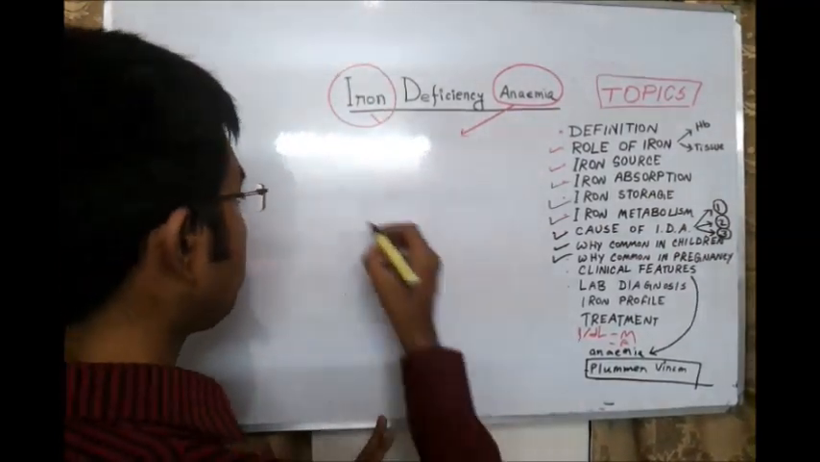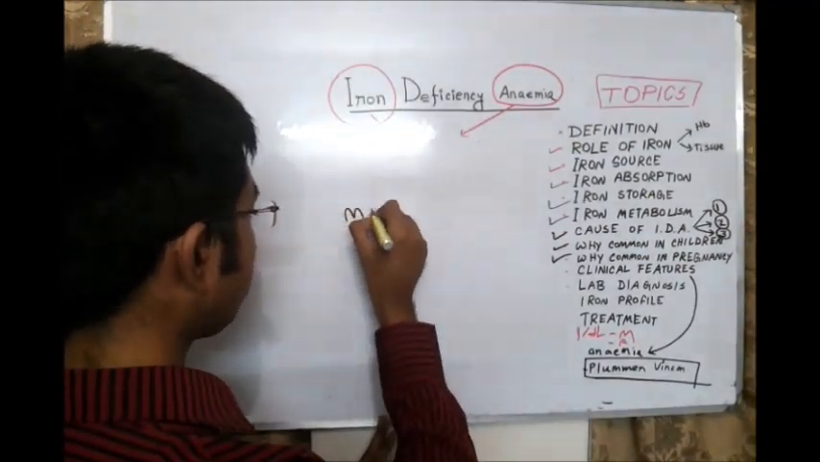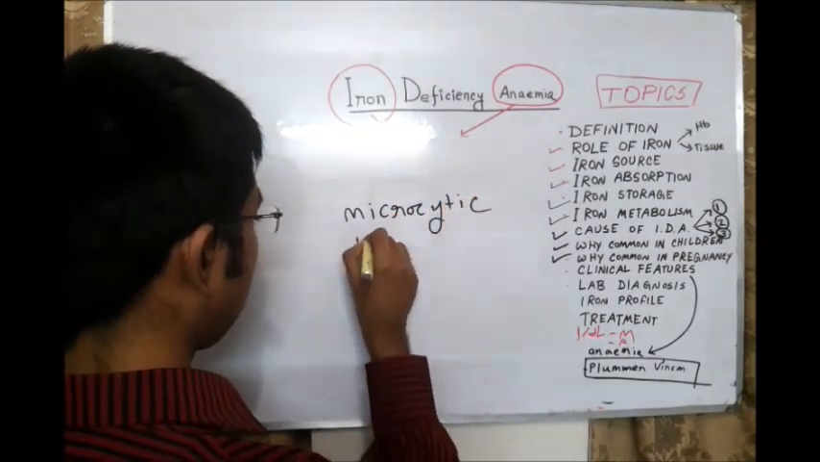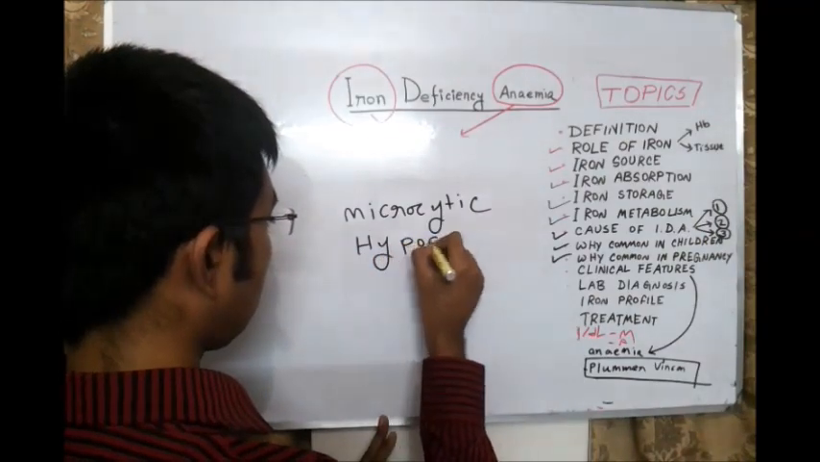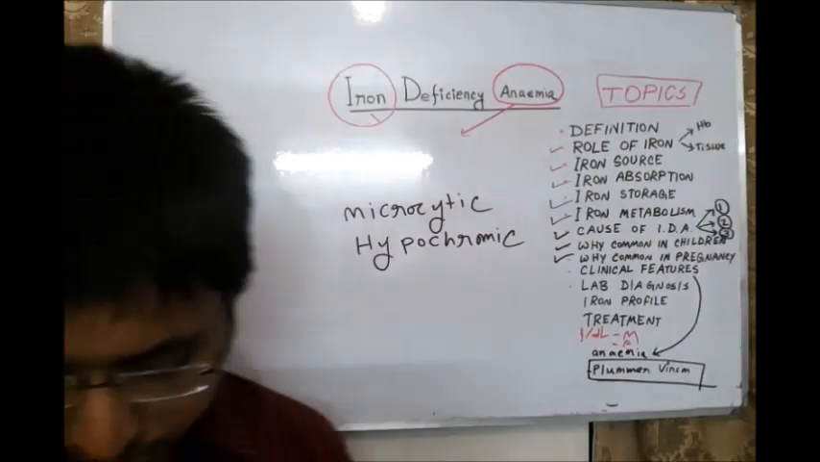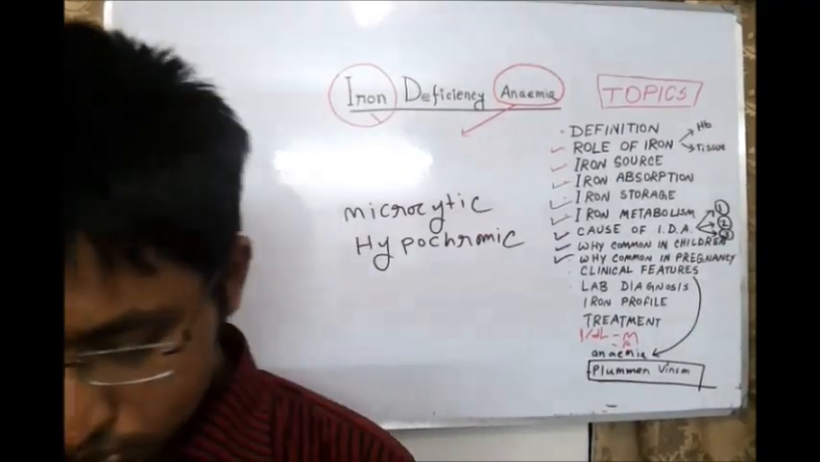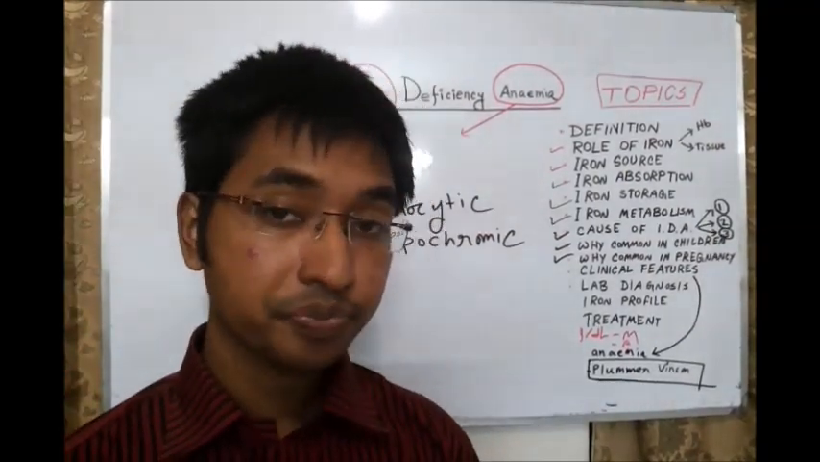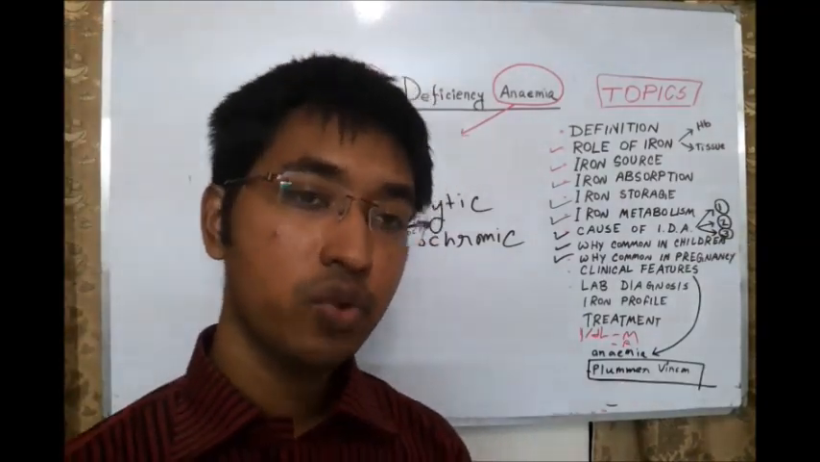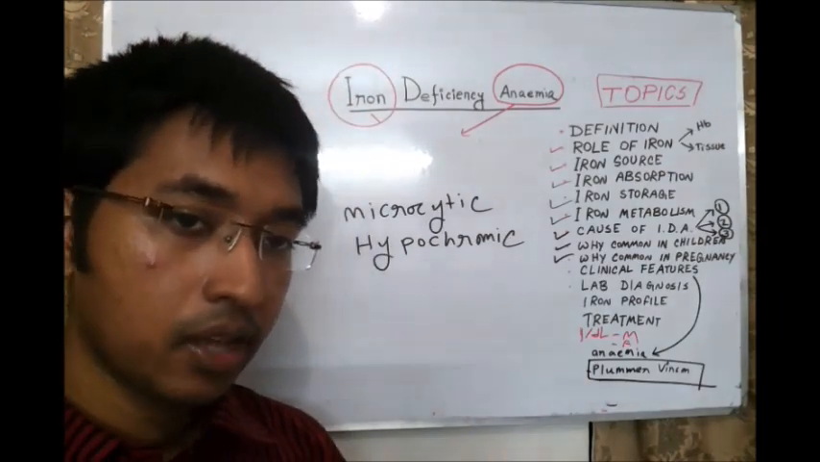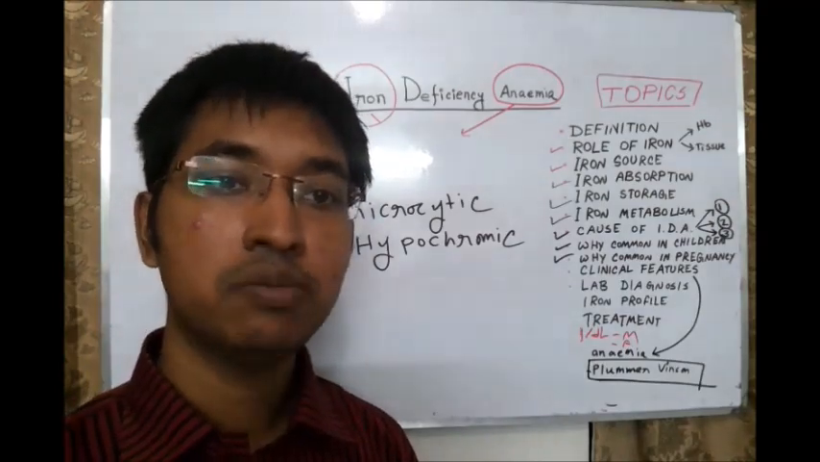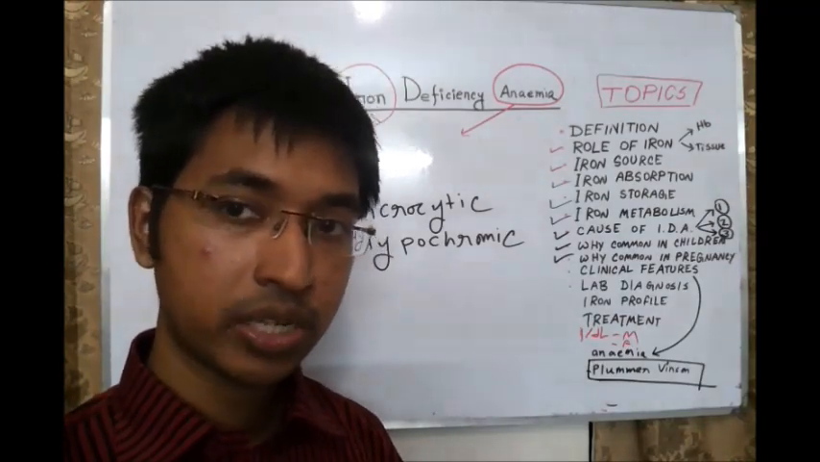First of all, we will see microcytic and hypochromic red blood cells. Okay, so why microcytic? The reason is that in iron deficiency anemia there is a deficiency of iron, but our red blood cells are trying to maintain their biconcave circular shape with one-third central pallor.